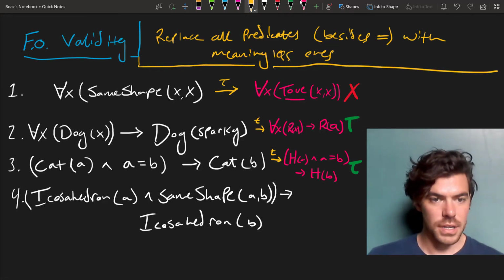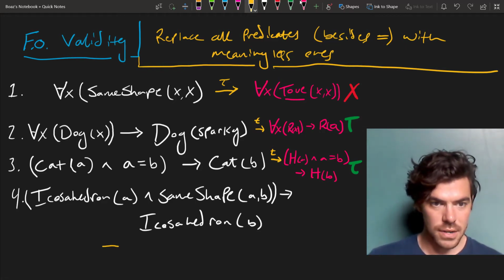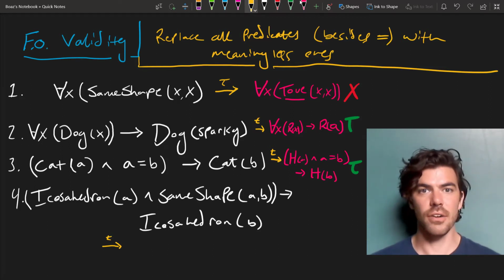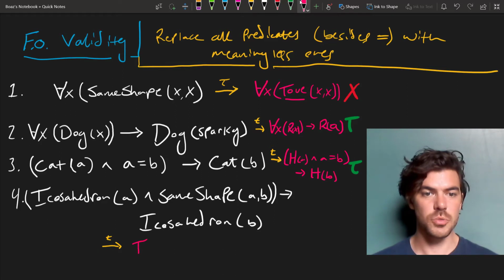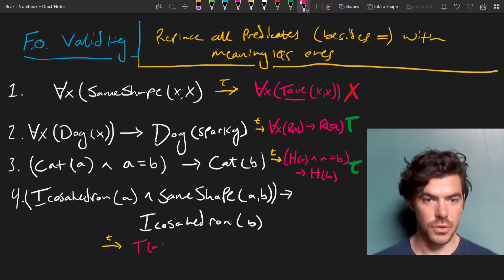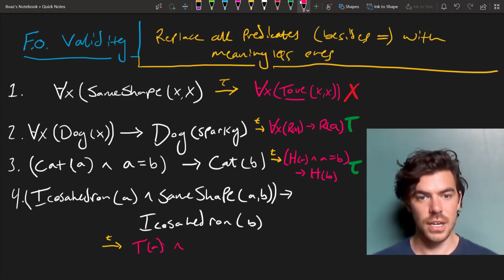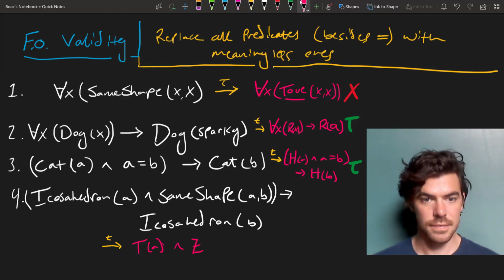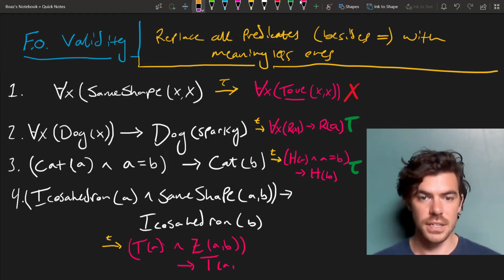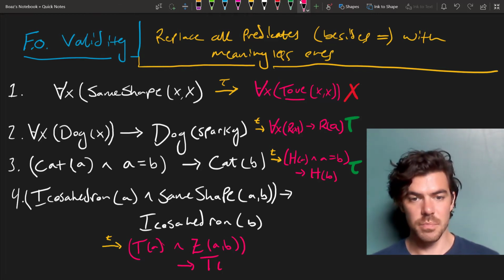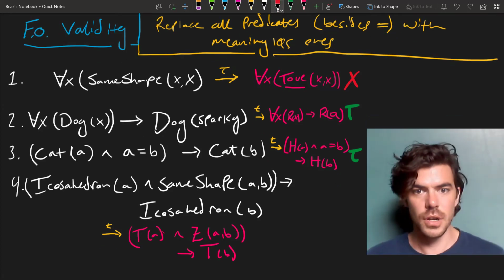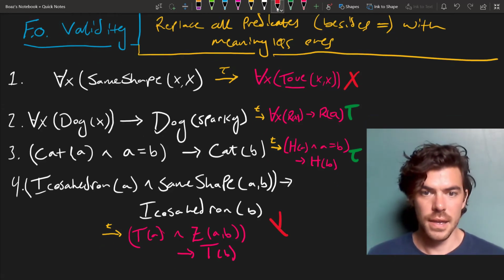Finally, I'm going to write this translation of this big one down here. Bear in mind that this T arrow is just my way of showing that it's a translation. This is not a logical operator. Suppose we replace A as an icosahedron with T, and same shape with Z as a two-place predicate, then it doesn't follow that for any T here, if A is a T and A stands in the Z relation to B, then B is a T. So number 4 is not FO valid.